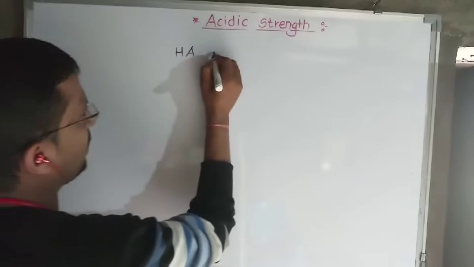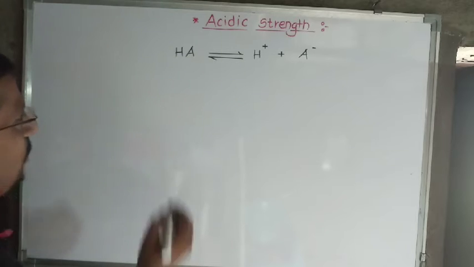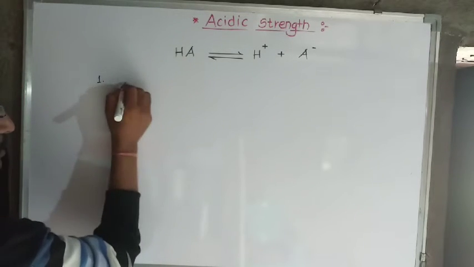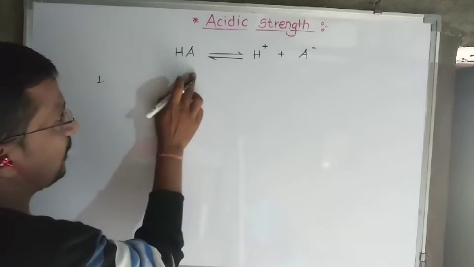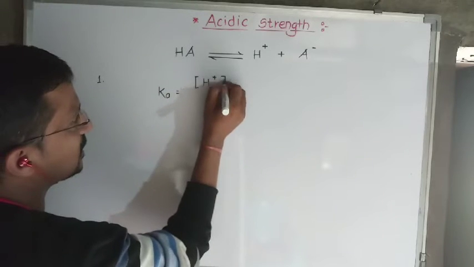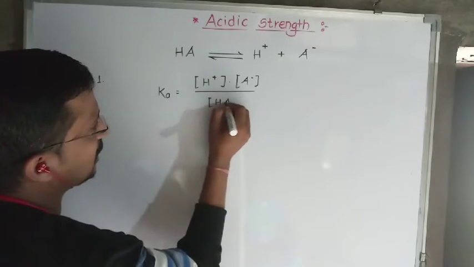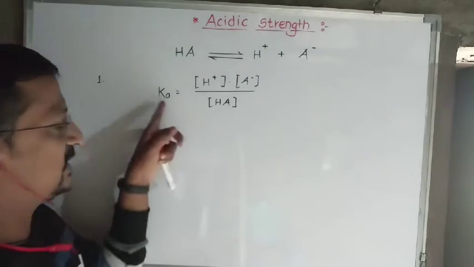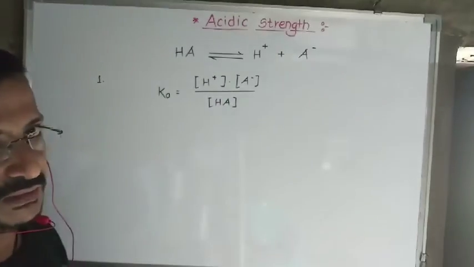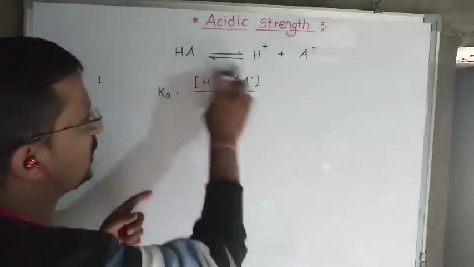So simply, two scales are there. Before that, just consider HA is the acid, and if it dissociates to give H plus and A minus, isn't it? So one scale is the Ka value, the acid dissociation constant. By applying the equilibrium constant, Ka is equal to concentration of H plus into concentration of A minus divided by concentration of HA, isn't it? Concentration of products divided by concentration of reactants.